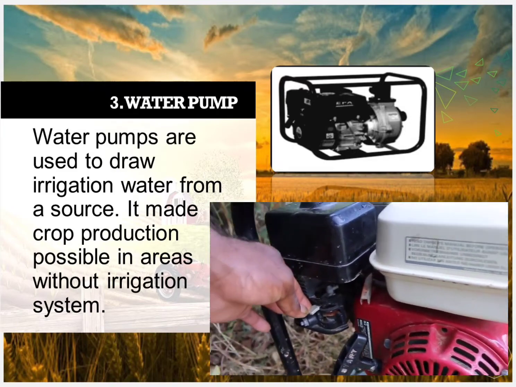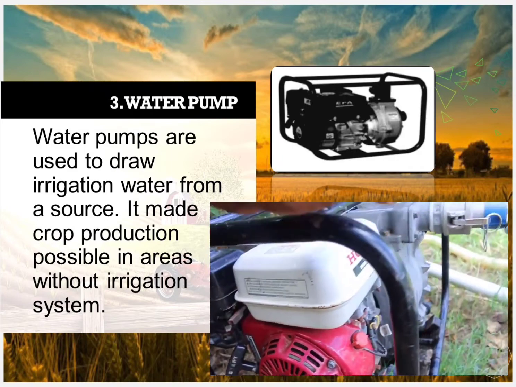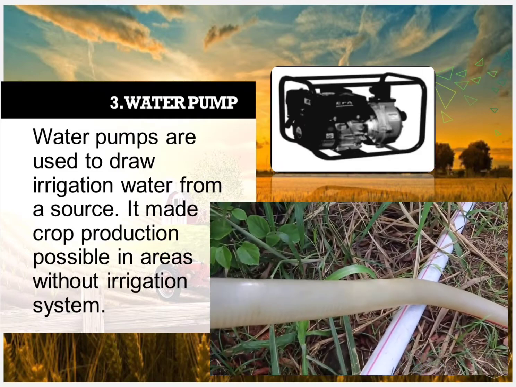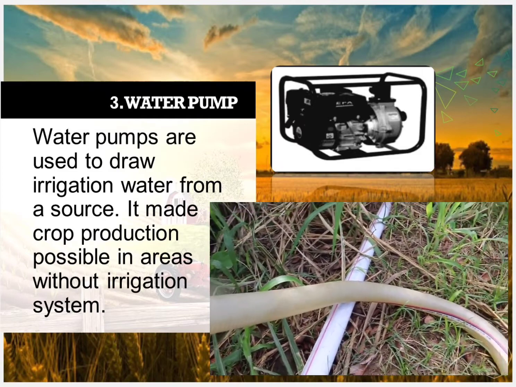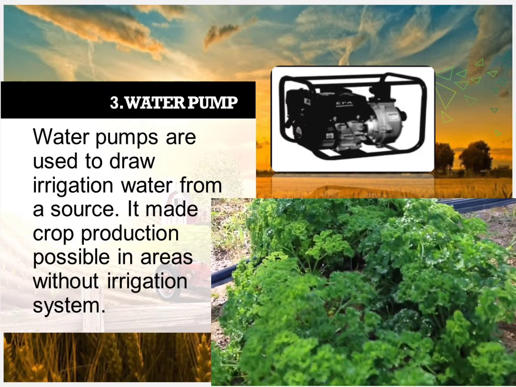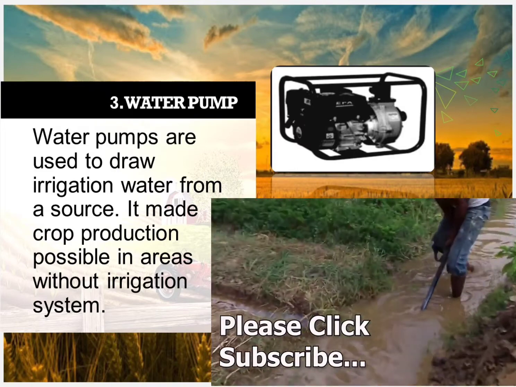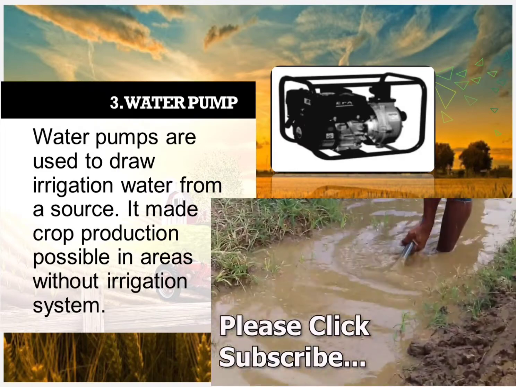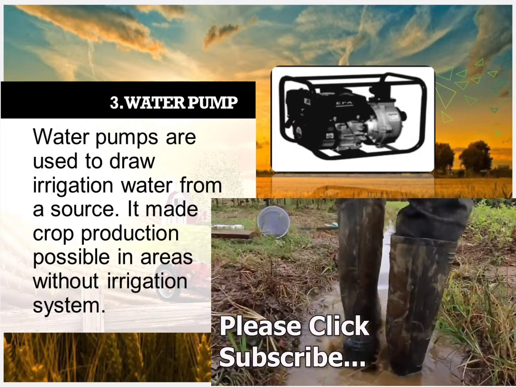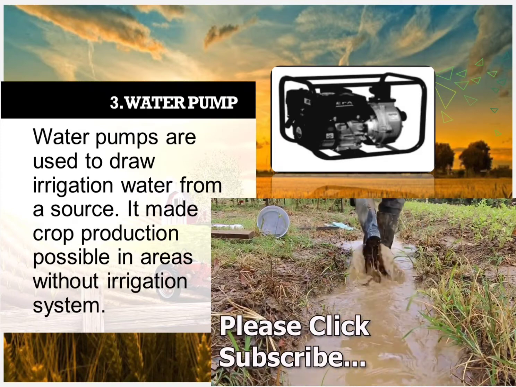Kasi nga naman class, baliwala lahat ng ating paghihirap sa land preparation at ang ating paghihirap sa pagtatanim kung wala naman itong irrigation system or walang patubig. Dahil hindi magiging maayos ang ating crop production at hindi rin magiging malago ang ating pagtatanim dahil wala nga itong source of water na kung saan ito ay very essential for every crop in our farm.